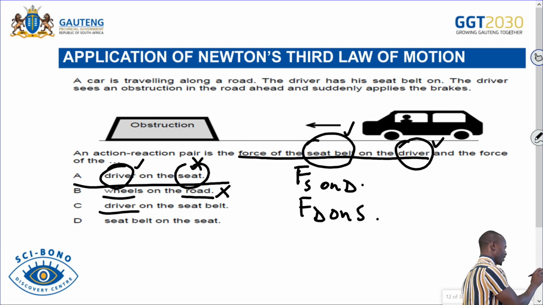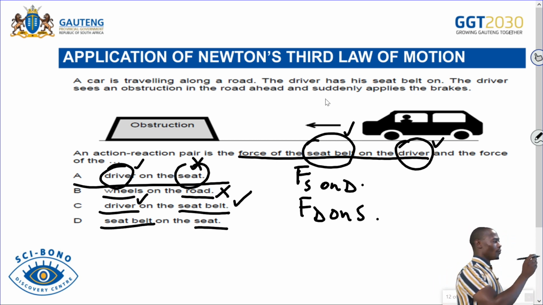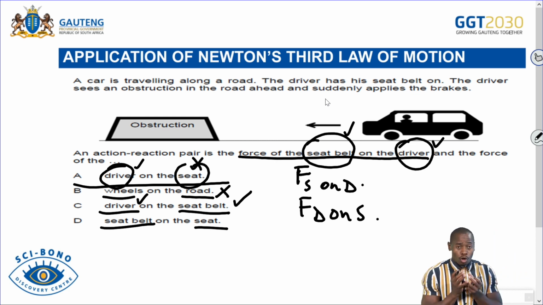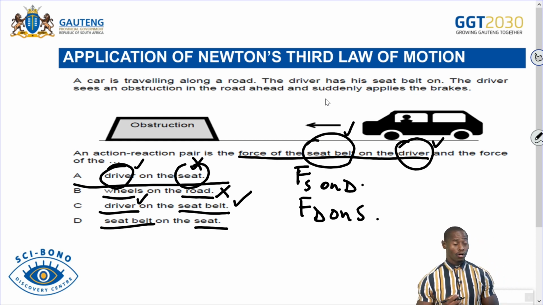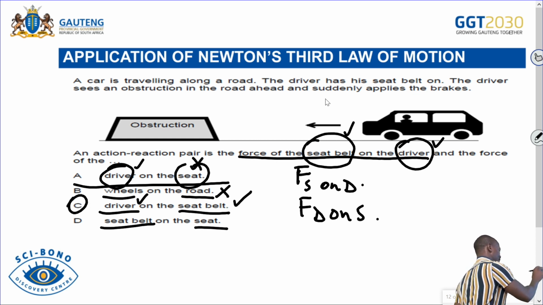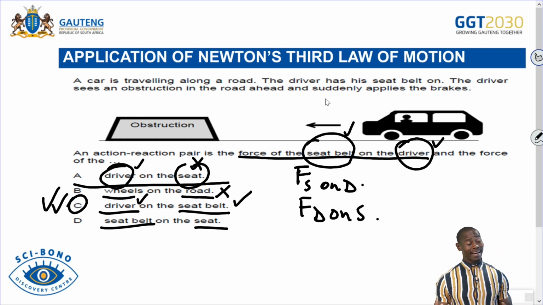The driver is there, and the seat belt is also there. But seat belt and seat are different objects. So from what was given here, we are told that we need to focus on these two objects, the seat belt and the driver. So it will be the force exerted by the seat belt on the driver, together with the force exerted by the driver on the seat belt. That is why our answer here will be C.